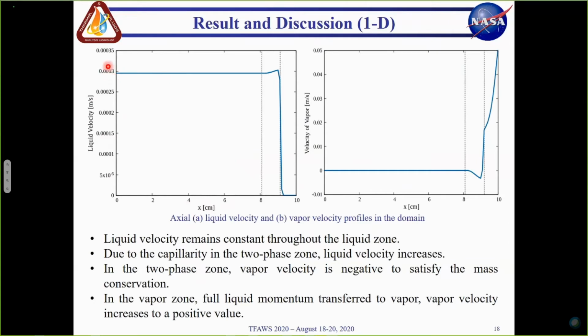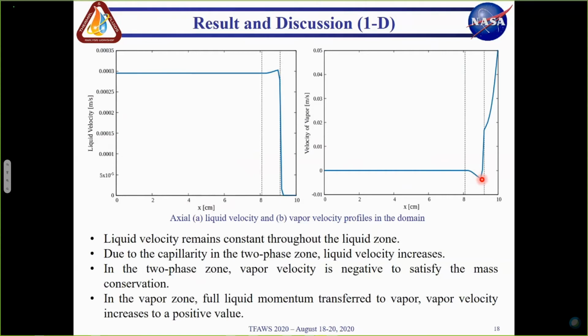In this slide, this figure shows the liquid velocity along the x-axis. The liquid velocity in the liquid zone remains constant around 3 times 10 to the power minus 4 meters per second, and then in the two-phase zone it increases. It increases in the two-phase zone due to the capillary pressure, and then it decreases to 0 at the vapor zone because there is no liquid left.